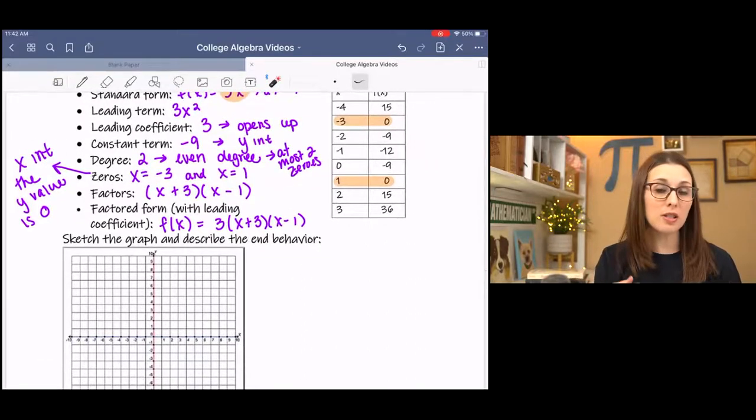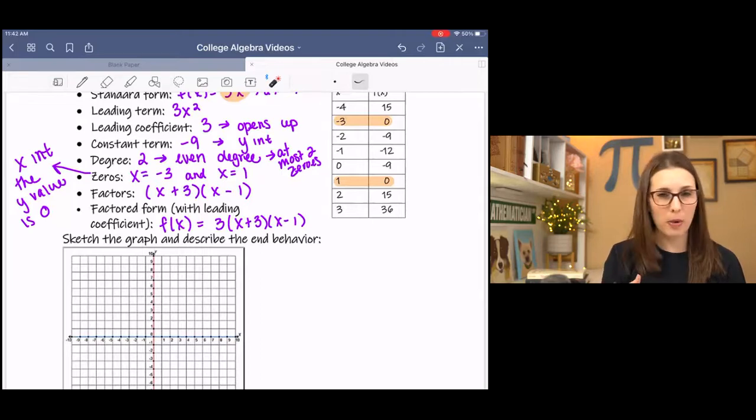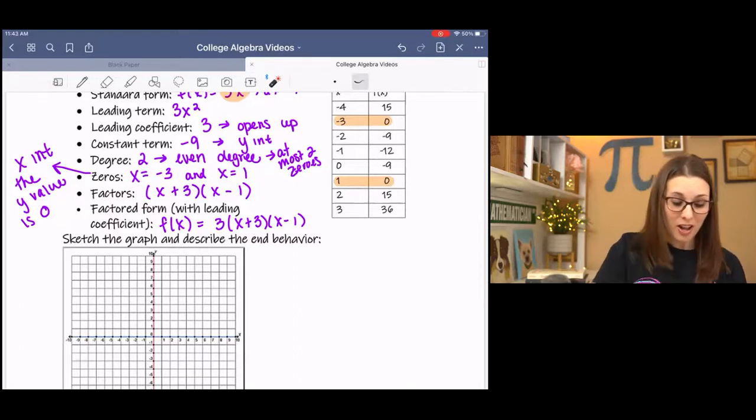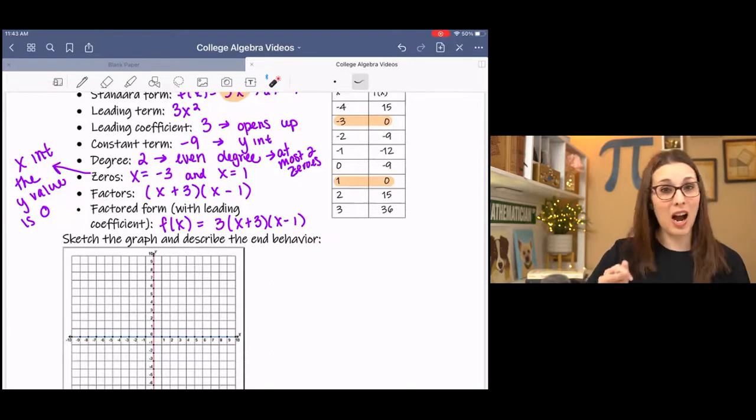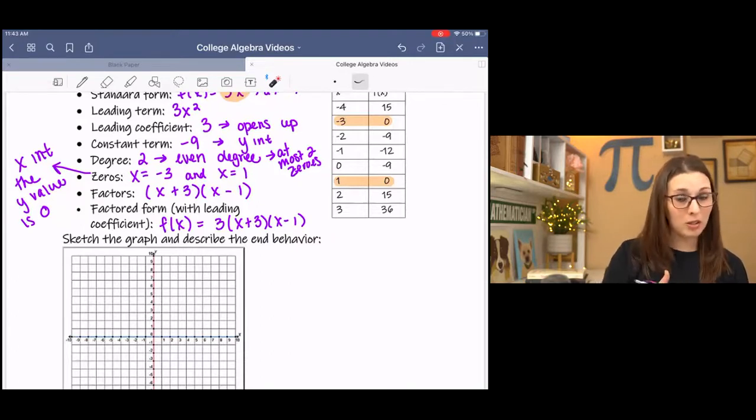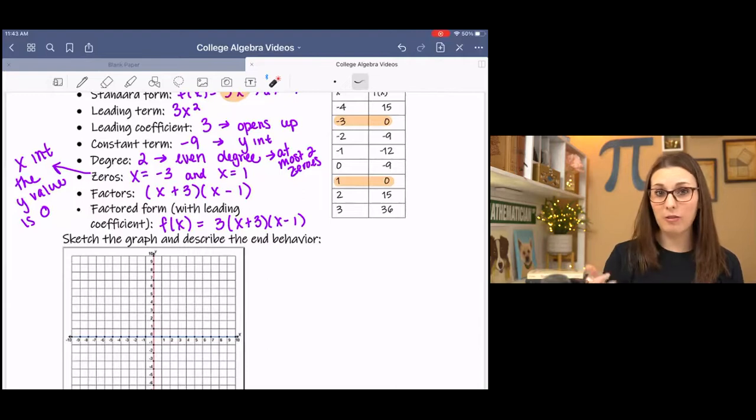When it says to sketch the graph, it doesn't have to be exact. You just want the general shape of it. In this case, we can actually pretty much get the graph almost completely on the coordinate plane, so we're going to be pretty close. But as you get into higher degree polynomials, you may not so much be able to get it all in the graph. You're going to get some really high y values or really low y values, and you can't see them on the graph, but we can get the general idea.